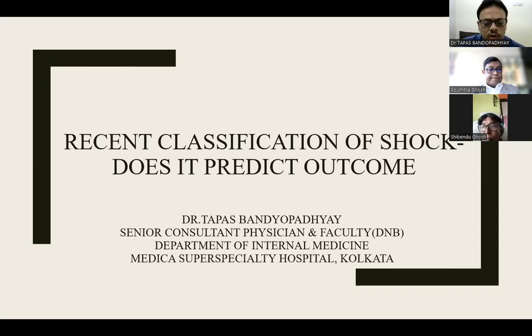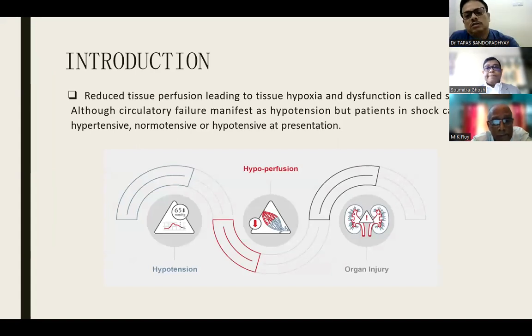Her main symptoms... Slide change karo. No, I am not, this is not in the slide.